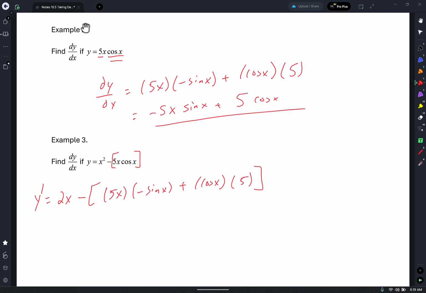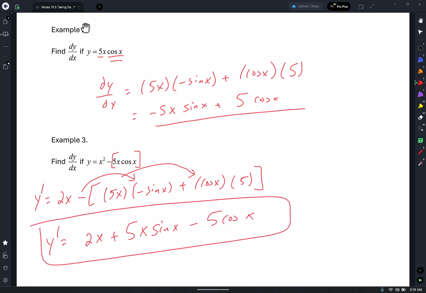Are we okay so far, guys? And now I'm going to distribute the negative. What's negative times a negative? So I'm going to have y prime equals 2x plus 5x sine x minus 5 cosine x. Good. Does that make sense, guys?